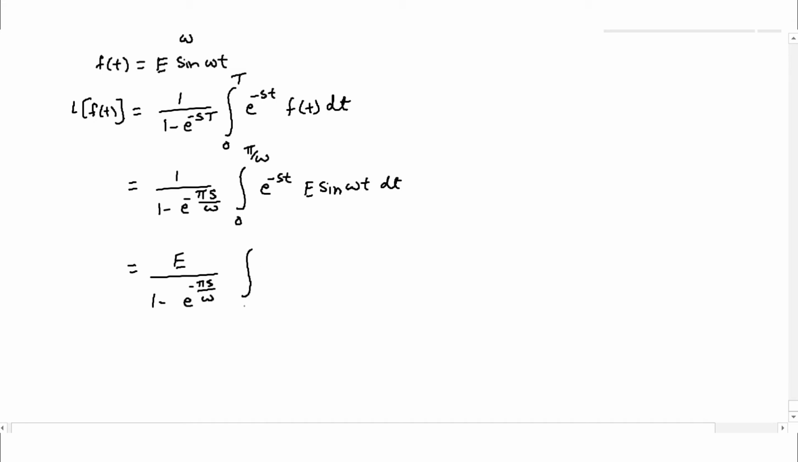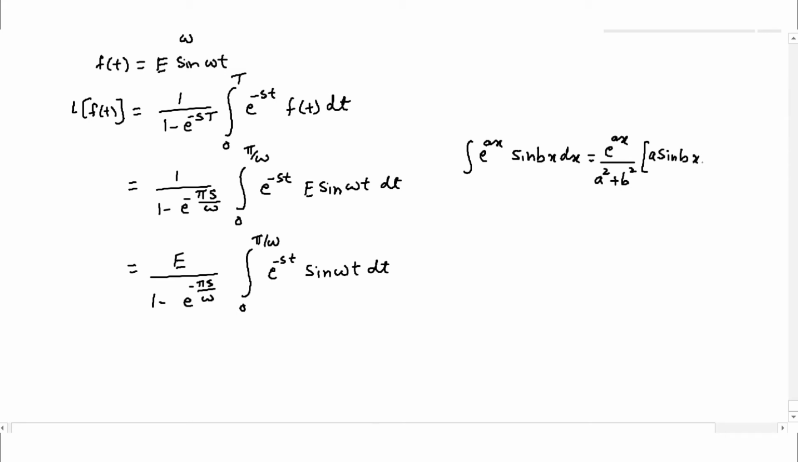It is integral of 0 to pi by omega, e power of minus st, sine of omega t into dt. So this is nothing but the standard formula that you have learnt: e power of ax sine bx into dx. The formula for this is e power of ax by a square plus b square into a sine of bx minus b cos of bx.